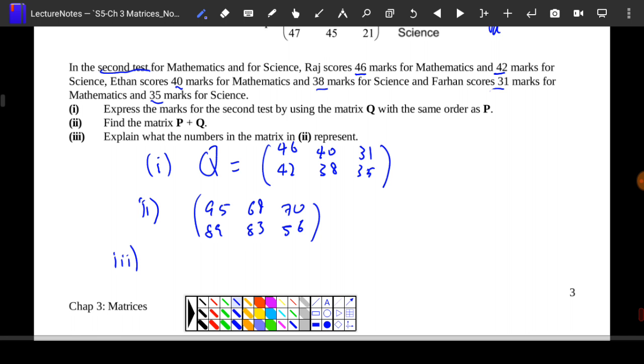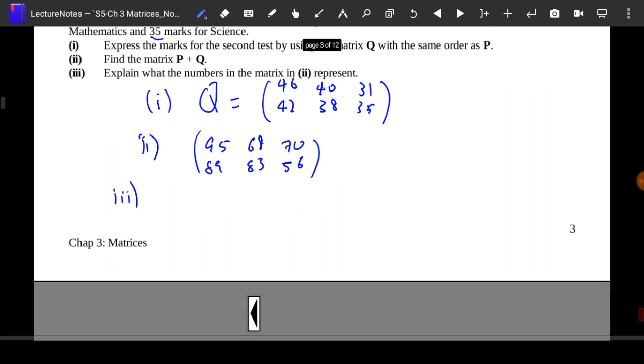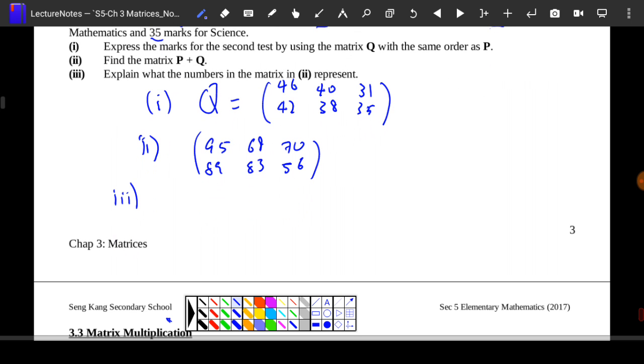Okay. Now, the third one, explain what does the matrix mean? Help me. Just want to hear answer. Total of the both tests, Raj, Ethan, and Farhan took. Took. Just like that. Okay, can I have all your attention?